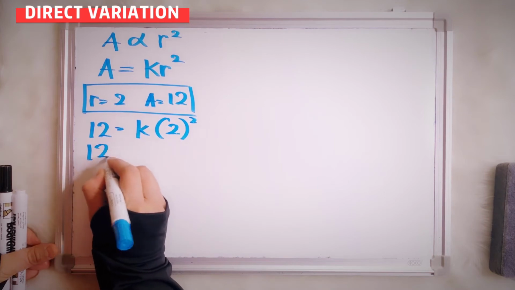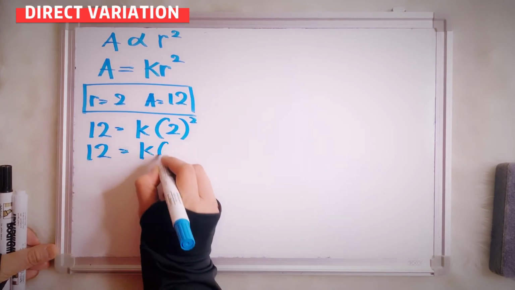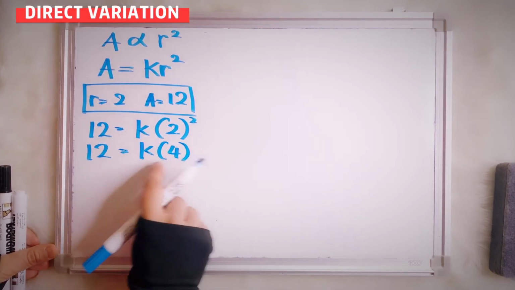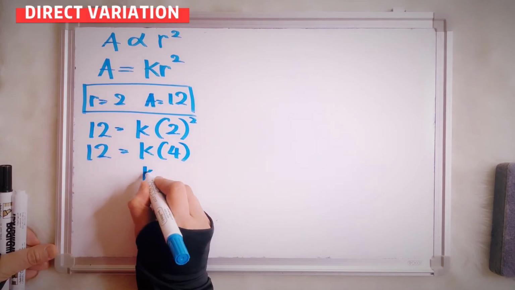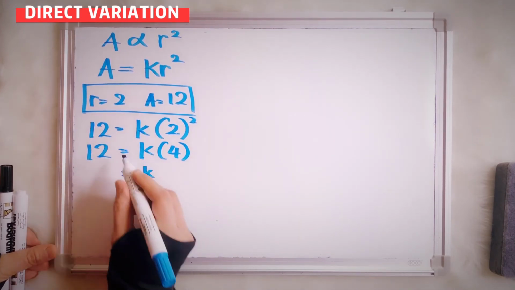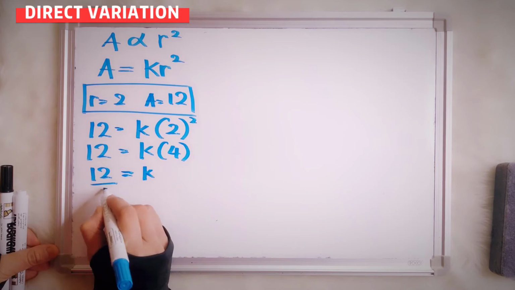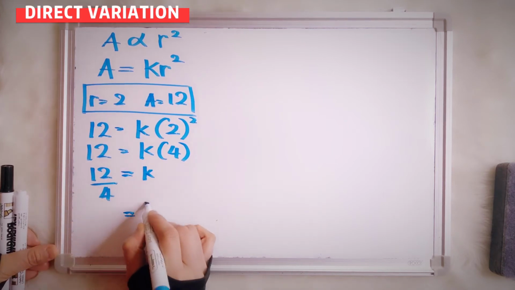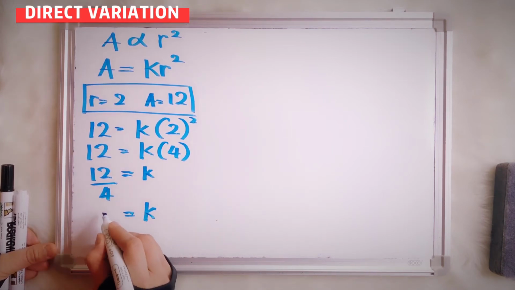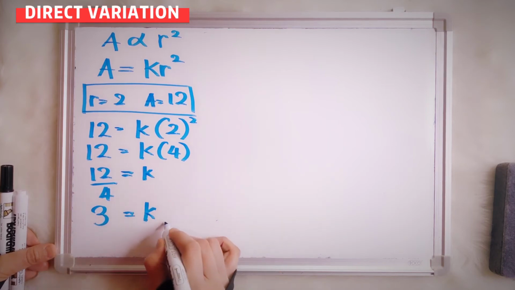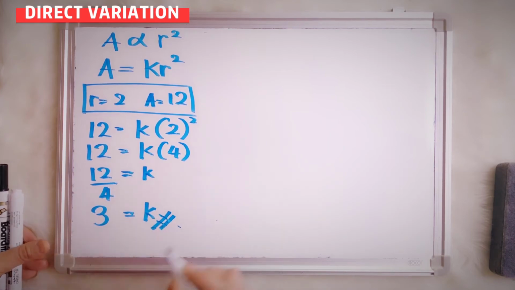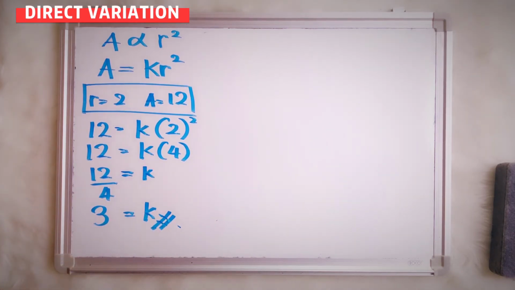So that means 12 equals k 4, correct? So this is multiply. You want to change to different side, so you have to divide. Okay, so your k now equals 3. Okay, all right, now okay, so next one.